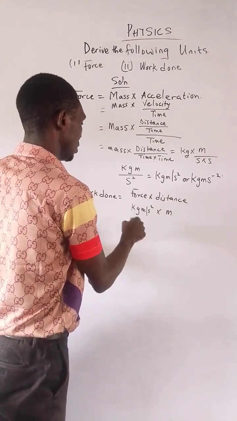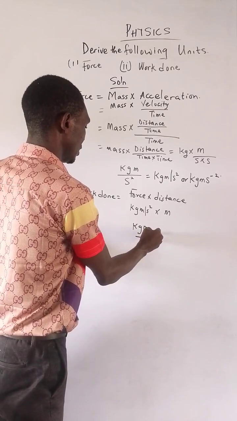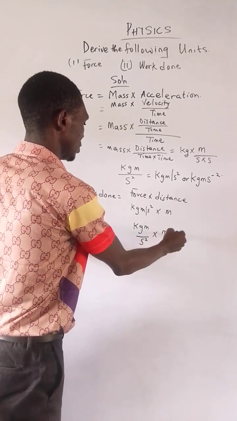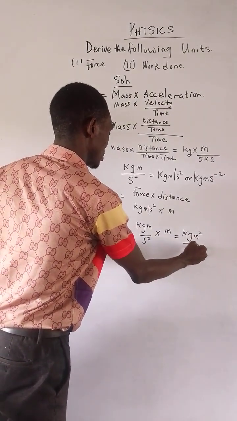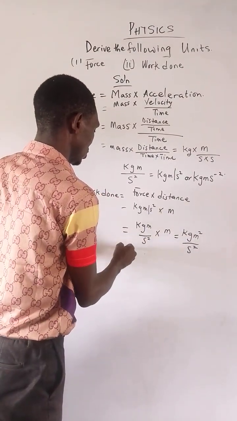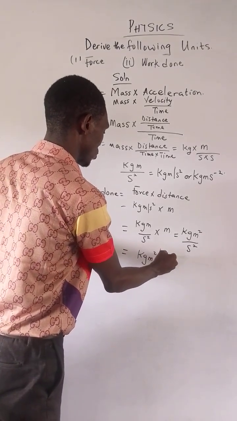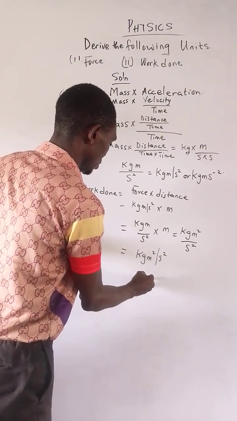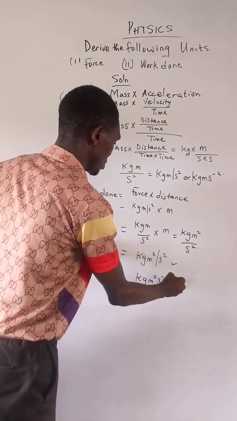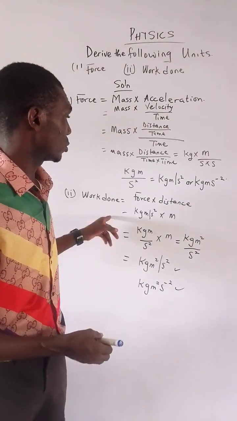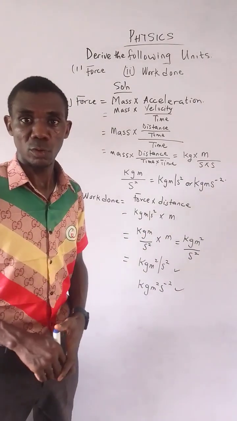this is a fundamental quantity with a unit of meter. So this can be expressed as kg m all over s squared times m. So this will now be kg m squared all over s squared, which is also written as kg m squared s raised to the power -2. So this is the derived unit of work done, and this is the derived unit of force.